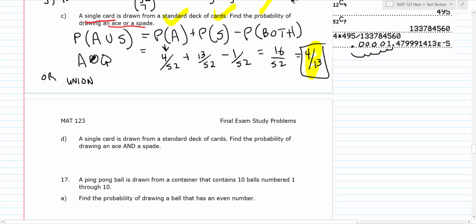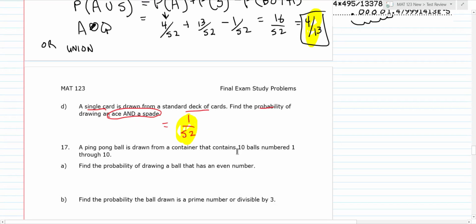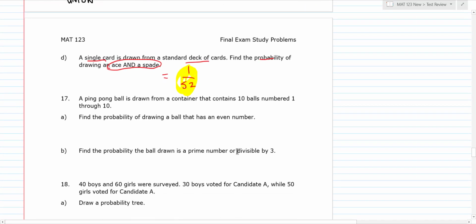Next page is again a single card drawn from a standard deck of cards, the probability of drawing an ace and a spade. Well, that's easy. There's 52 cards. There's only 1 card that is both an ace and a spade. So that would be a 1/52 probability. Okay, more probability. Number 17.